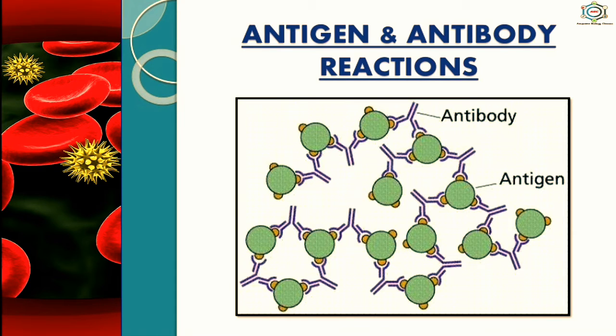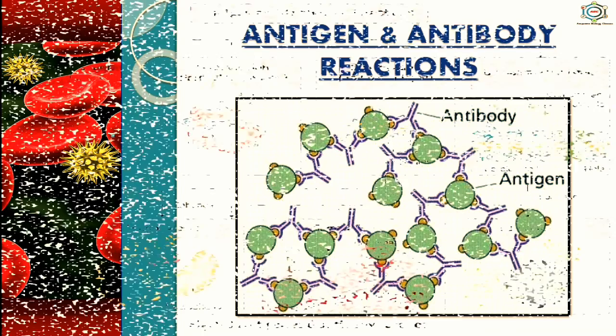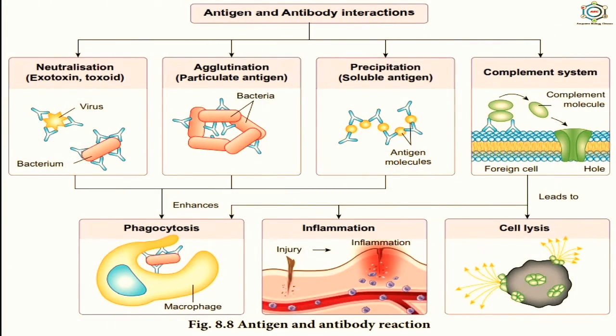Now, here you can see the antigen and antibody reaction. That means how antigen binds to the antibody and shows the lock and key hypothesis. Now, one thing you have to know is that antigen and antibody interactions are of many types. Like here the first one, that is neutralization. Some antibodies neutralize the antigens termed toxins and make them ineffective. They are called antitoxins. The phagocytes dispose of the neutralized antigen antibody complexes.